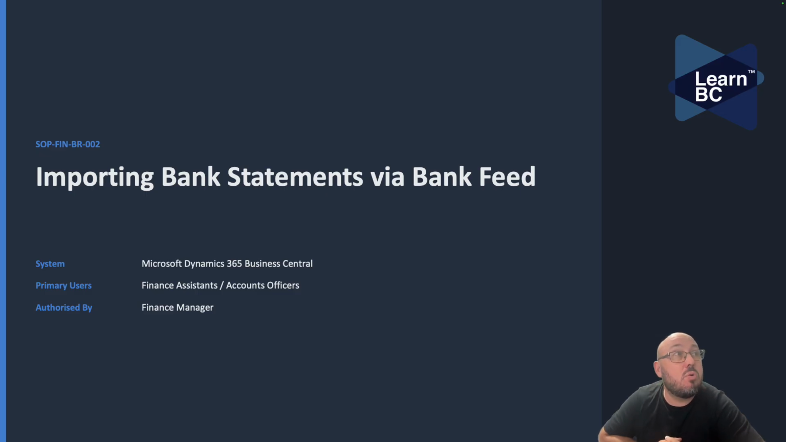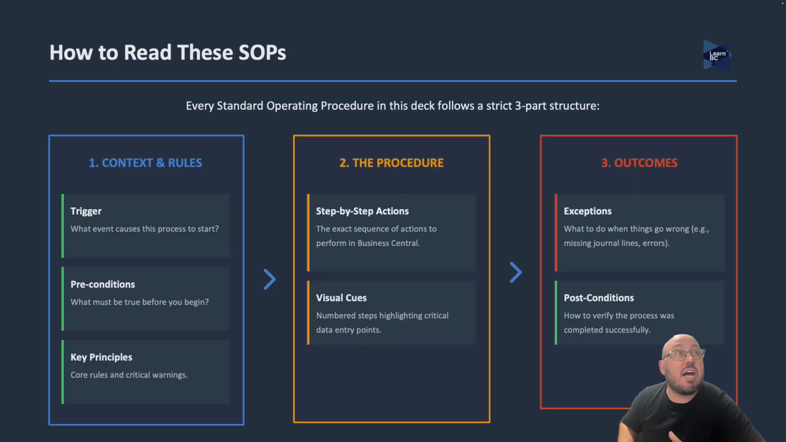We're talking about importing bank statements via the bank feeds, e.g. the automation, and it's different depending on where you are. So we've split this SOP into two parts. Before we go too far, we talk about context and rules, the trigger, preconditions and principles. We're going to talk about the procedure and the steps, visual cues, and then outcomes, exceptions, and postconditions.